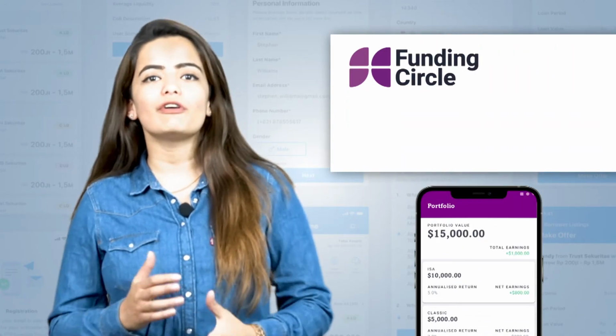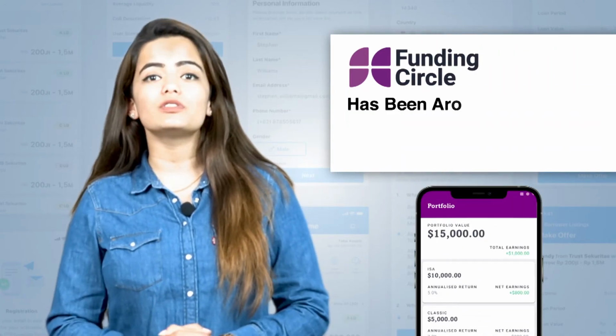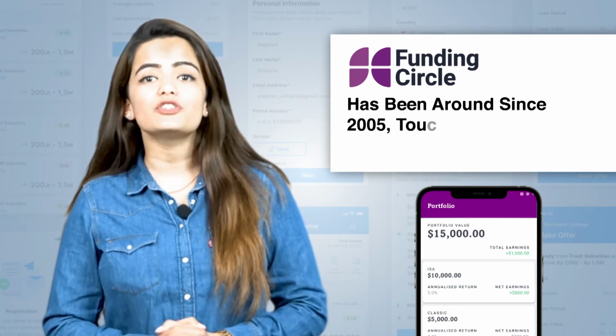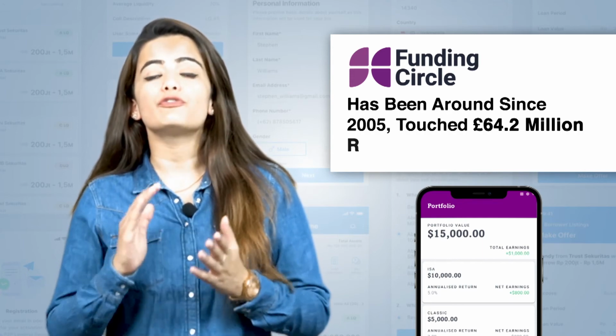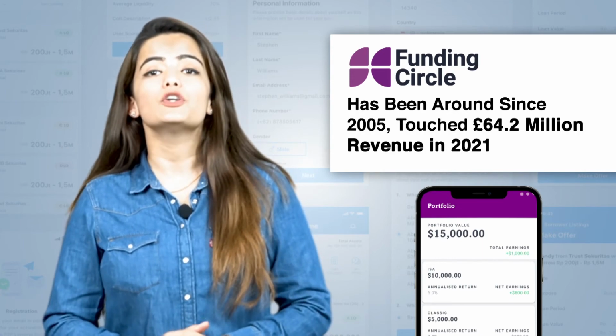And then comes Funding Circle, which has been around since 2005 and touched a revenue of more than 64 million euros in 2021. Well, the P2P applications and their revenue make it very clear how well the P2P applications have been performing, and they further have a great scope.